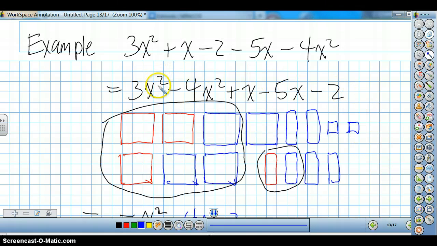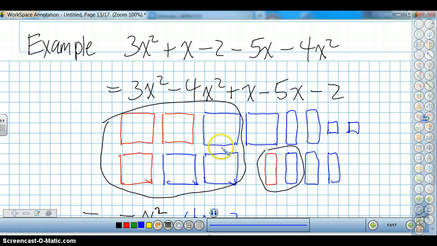Okay. Again, now with some of the bigger tiles: 3x squared plus x minus 2 minus 5x minus 4x squared. I rearrange the expression to get all the like terms together: 3x squared minus 4x squared plus x minus 5x minus 2. Then I drew in the tiles that represent each one. So 3x squared is represented by the 3 large red tiles, minus 4x squared, the 4 large blue tiles, plus x is the one red skinny one, minus 5x are the 5 blue skinny ones, and minus 2, the small blue ones.